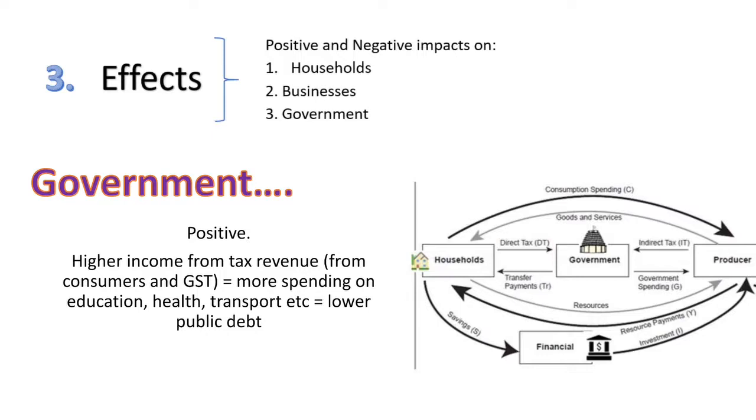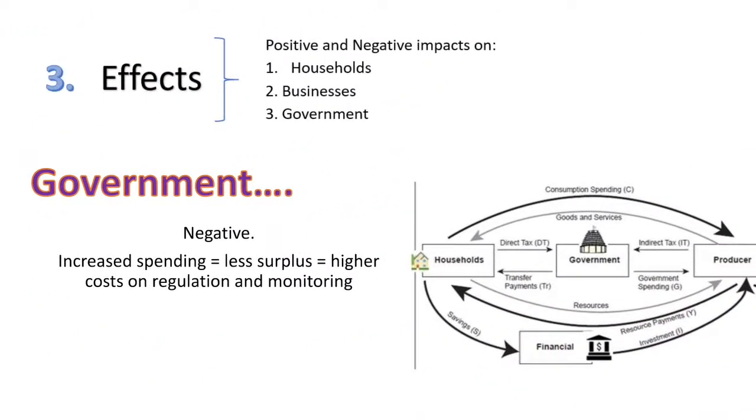So overall, the tax revenue, which is all of the income from all the sources, is going to increase for the government. So that's really good. The government get more money because everyone's doing better, and then the government can use that money on things such as education and health and transport, and they can lower their public debt. So that's really positive. The government have more money to do more things with.